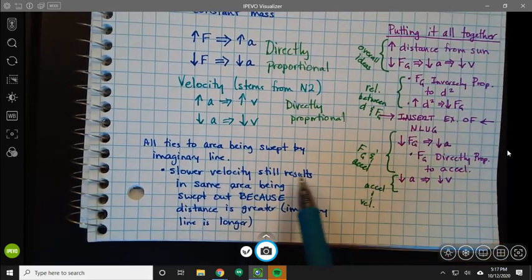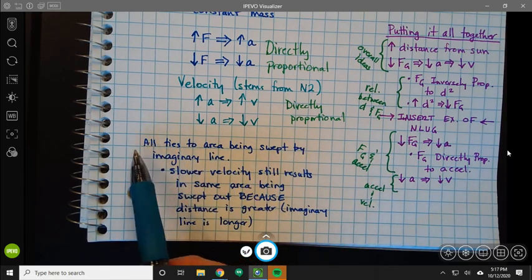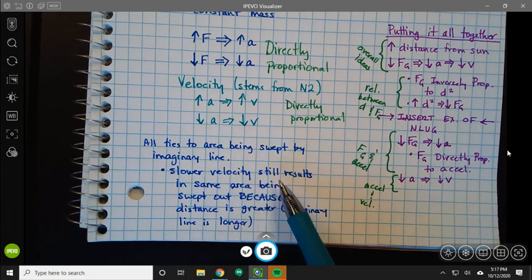All of this ties to the area being swept by the imaginary line. So that's what we're going back to for our explanation. A slower velocity still results in the same area being swept out because the distance is greater. So the imaginary line is longer. A higher velocity still results in the same area being swept out because the distance is smaller. The imaginary line would be shorter.